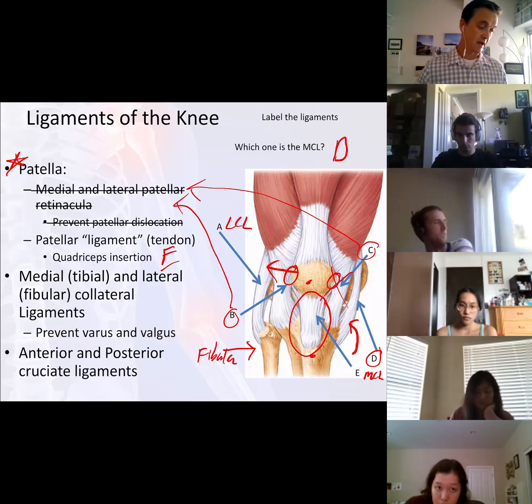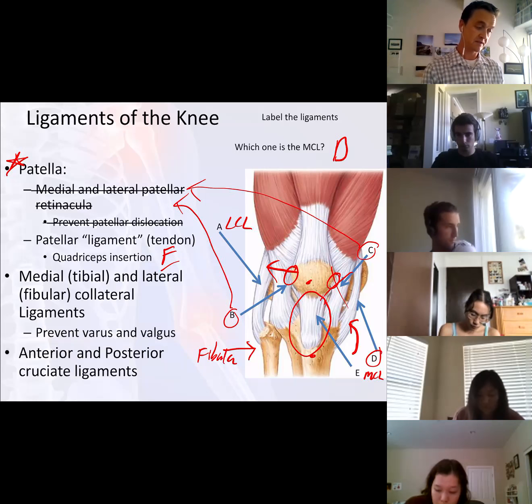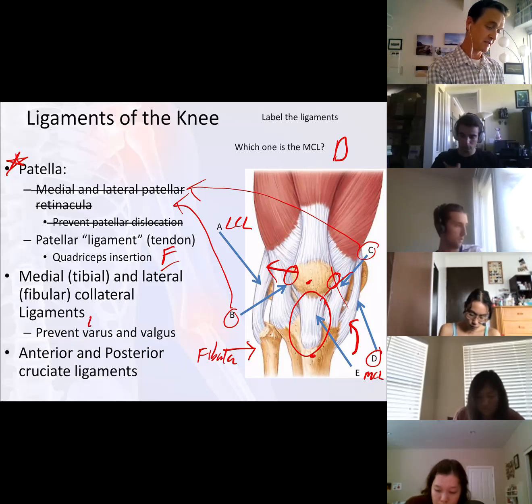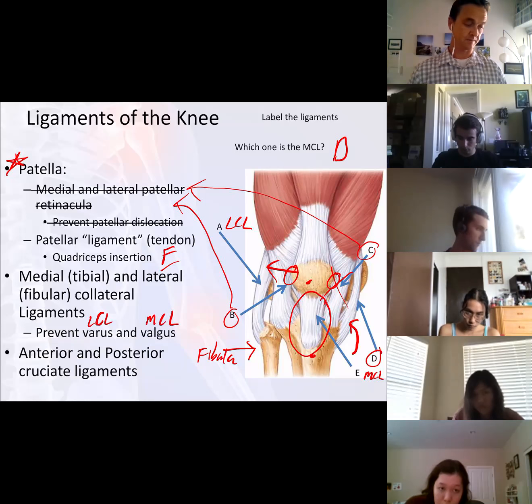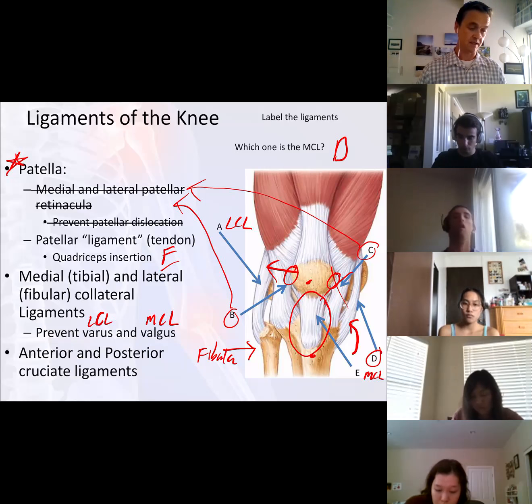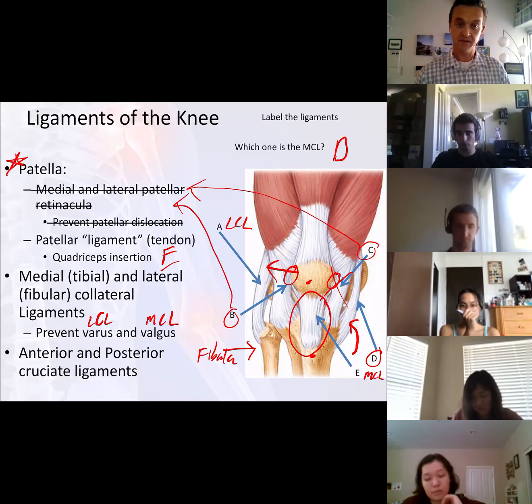Okay, and then we have the medial and lateral collateral ligaments. Like I just said, they prevent varus and valgus. Okay, so the one that prevents varus is our LCL. The one that prevents valgus is the MCL. And we can't see the cruciate ligaments here, but we'll see them in a sec on the next slide, with the kneecap removed. Okay, any questions about these ligaments here before we keep going?